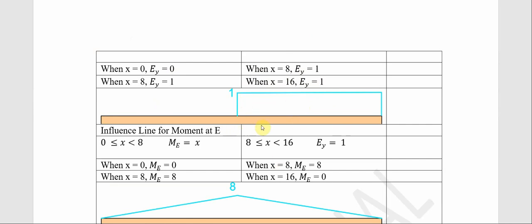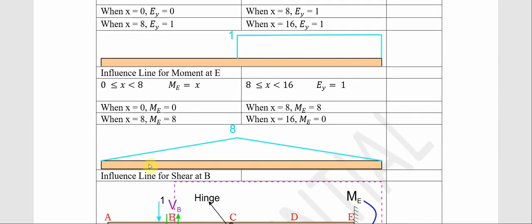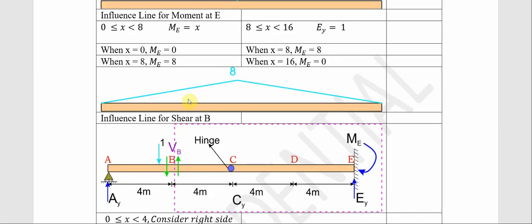Now let us look at the influence line for the moment at E. Talking about the moment, we have 0 ≤ S ≤ 8, and M equals S, and likewise this. So all we need to do is substitute the value of S here. At S equals 0, M equals 0. At S equals 8, M equals 8. And likewise here, EY equals 1. At S equals 8, M equals 8, and at S equals 16, M equals 0. So we use this relationship to draw this particular influence line.